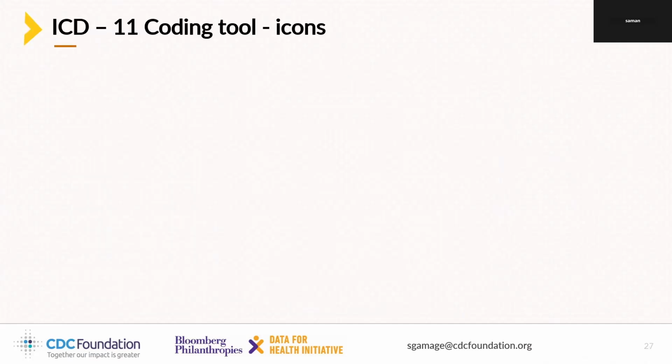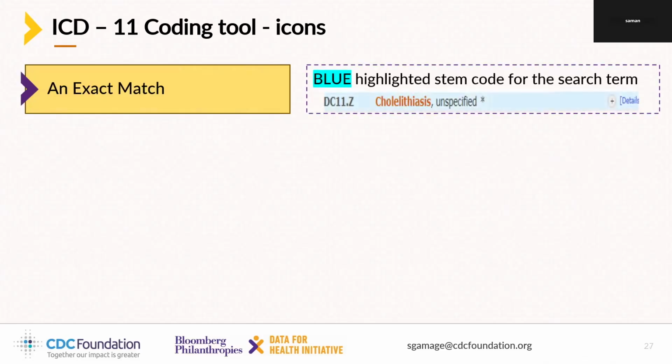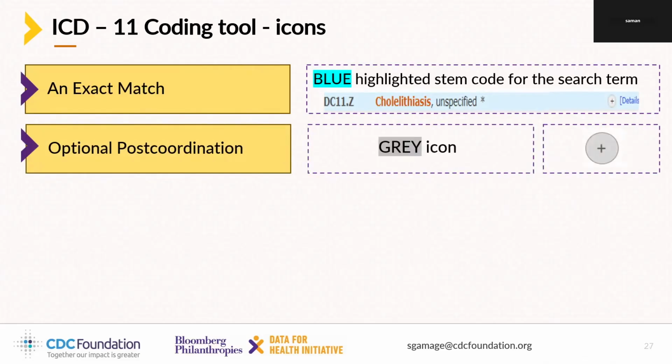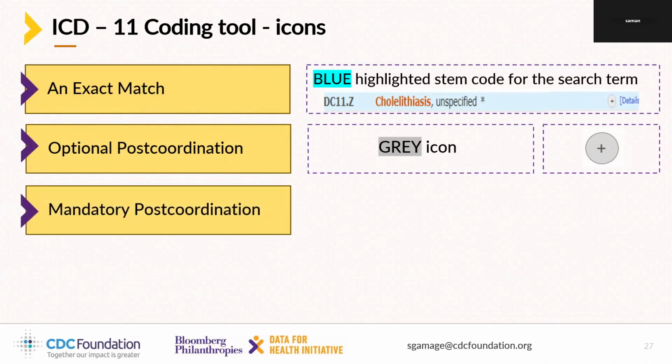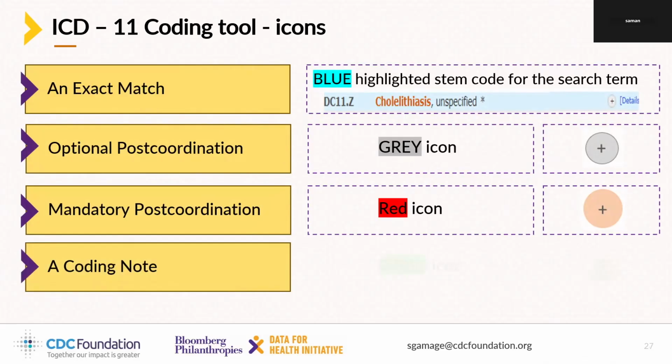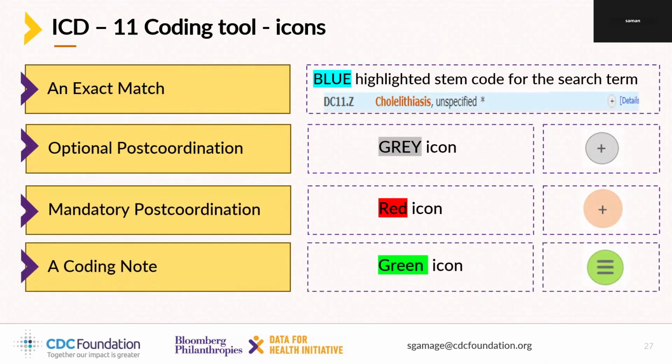There are some icons used in the ICD-11 coding tool. Let's go through these icons. An exact match or perfect match is indicated by a blue highlighted stem code, blue highlight. Optional post coordination is indicated by a gray plus icon. Mandatory post coordination is indicated by a red plus icon. A coding note is indicated by a green icon.